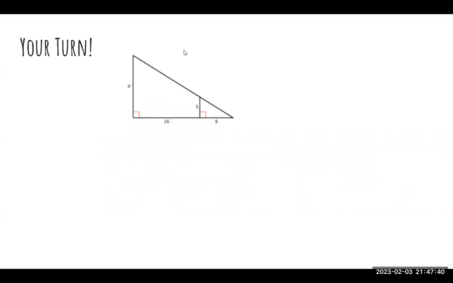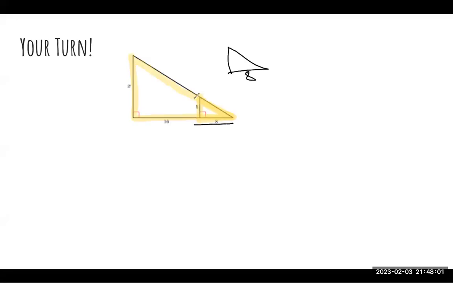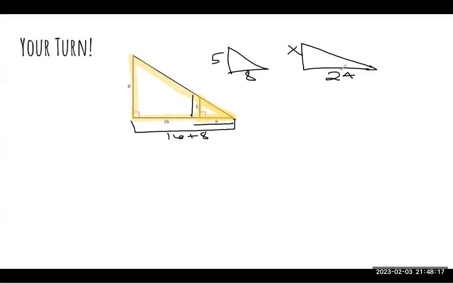All right, so let's first start with drawing out our triangles. So we know we have this smaller one right here, and then we know we have this bigger one right here. So we're going to draw these out as two separate triangles. So we have our smaller one. It has an 8 down here and a 5 over here. And then we have our bigger one. We know this X is over here. And then again, we don't know what this is. We need to add together our 16 and our 8 to get 24 for here on the bottom.